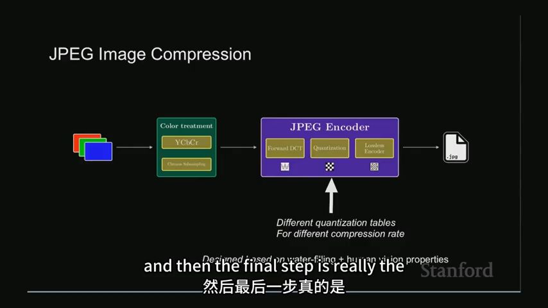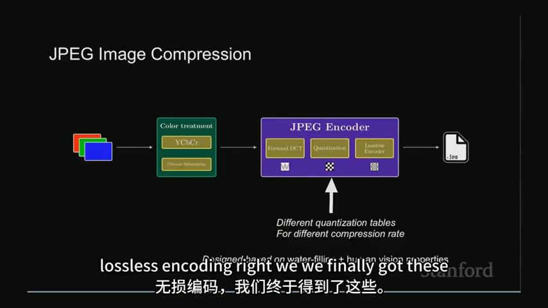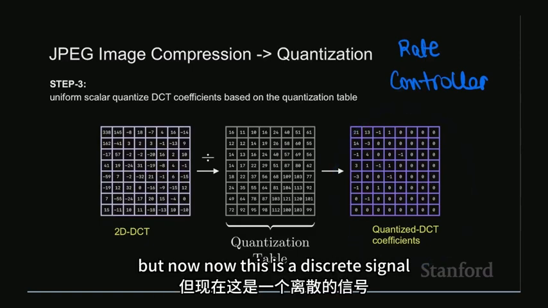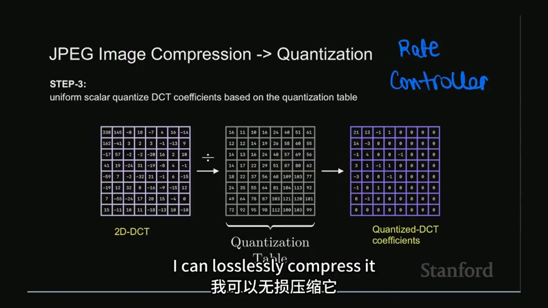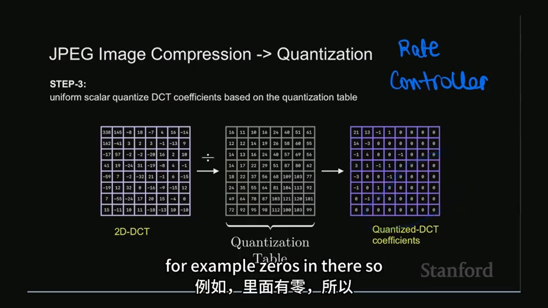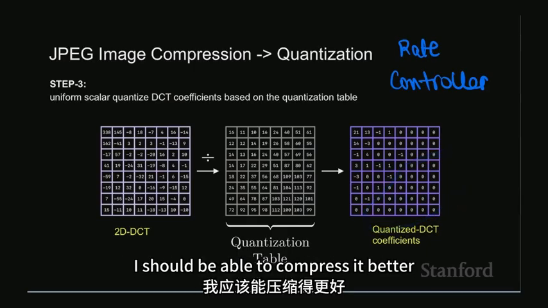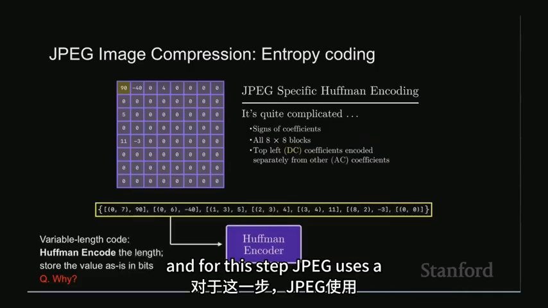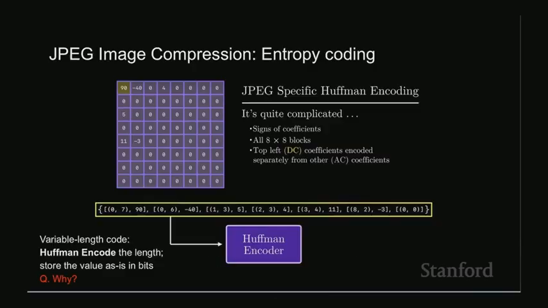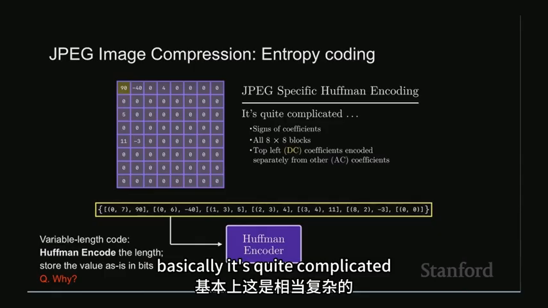And then the final step is really the lossless encoding, right? We finally got these quantized integer values, but now this is a discrete signal. I can losslessly compress it because now you see there are lots of, for example, zeros in there, so I should be able to compress it better. And for this step, JPEG uses a modified Huffman encoding. And so it's quite complicated.